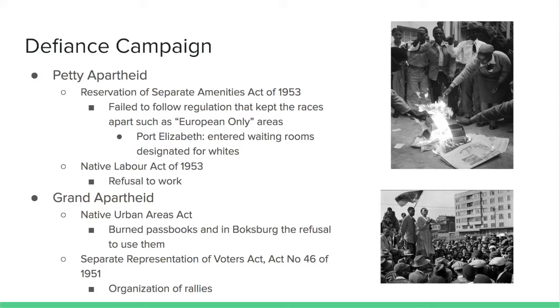For the Reservation of Separate Amenities Act, they failed to follow regulations that kept races apart, such as European-only areas. A specific example is in Port Elizabeth, where protesters entered waiting rooms designated for whites. In addition, many refused to work in opposition of the Native Labor Act. In terms of Grand Apartheid, protesters burned passbooks and refused to use them in opposition of the Native Urban Areas Act. This was demonstrated in many places, such as Boksburg.